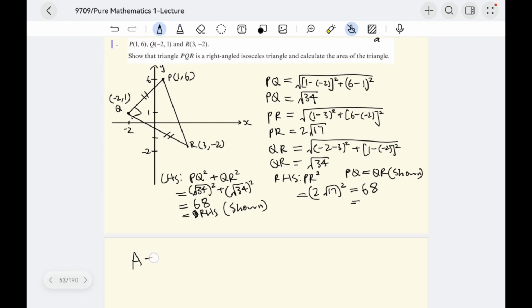So which is A equals, you have three coordinates, right? Half of the modulus of, we need to start from P (1, 6), Q (-2, 1), where these are x coordinates and these are y coordinates, as well as R (3, -2), and you need to return to P. Okay, because you want to calculate the area of the polygon in the closed triangle. P to Q, Q to R, and also you need to return back to P. Okay, that makes sense.